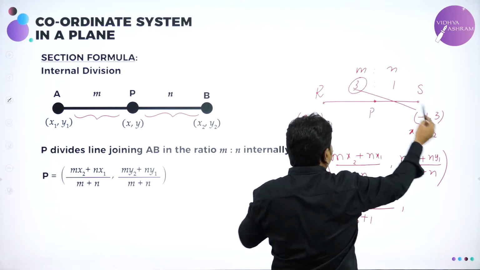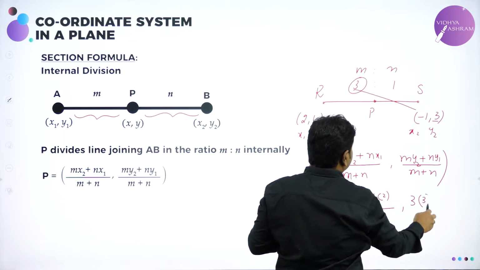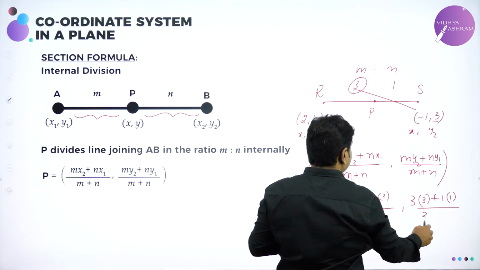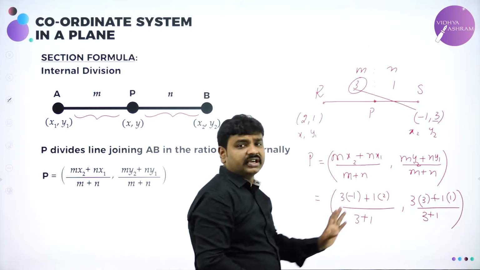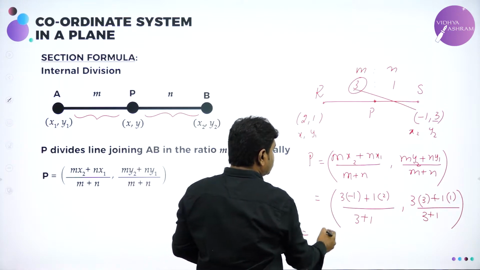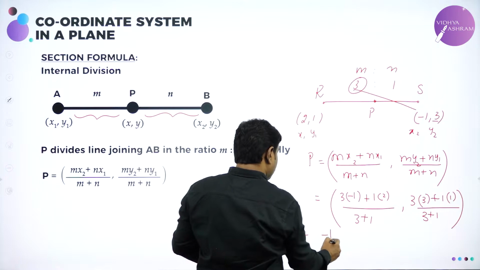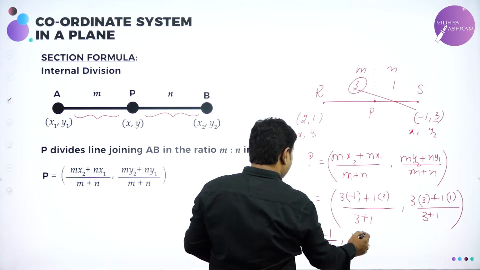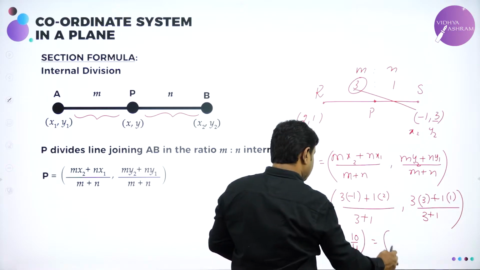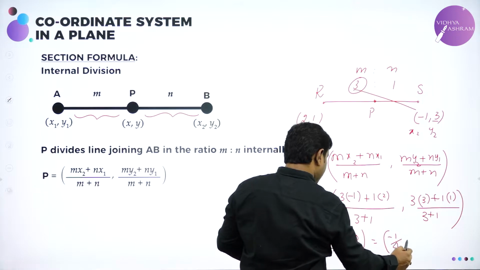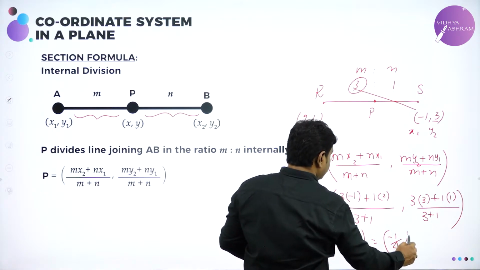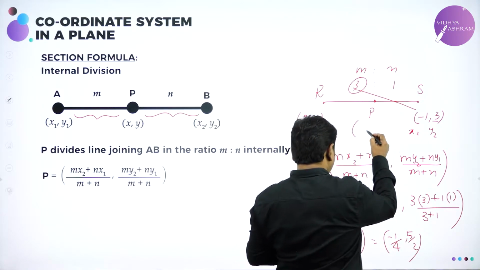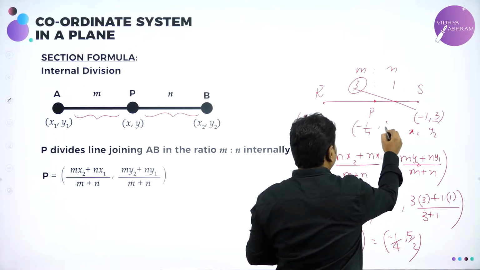M means 3, y2 means this. So 3 into 3 plus ny1, 1 into 1 divided by m plus n. M plus n is what? 3 plus 1. If you simplify this, you will get section formula for internal division. So minus 3 plus 2, it will become minus 1 by 4. And 3 threes are 9, 9 plus 1, 10, 10 divided by 4. Further, you can write in simple ratio. So this can be written as minus 1 by 4, and 2 twos are 2, 2 fives are 5, 5 by 2 after dividing. So now you got the point, that is P. P is what? Minus 1 over 4 and 5 by 2.